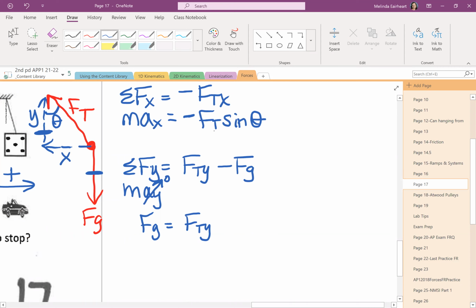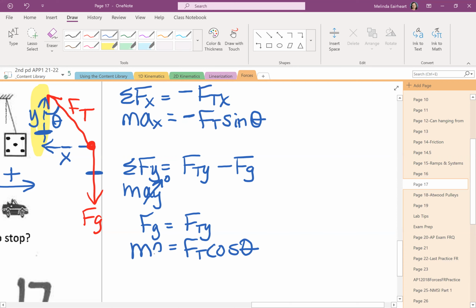FT. Hold tight to FT. Go to your vertical component. FTY, what could we plug in? Which function? FG, yes, it'll equal FG, but just for FTY, the one here in the vertical, cosine. It's adjacent, right? So we can say it equals FT cosine theta. Both equations have FT in them, right? I can do a substitution. That equals FG.